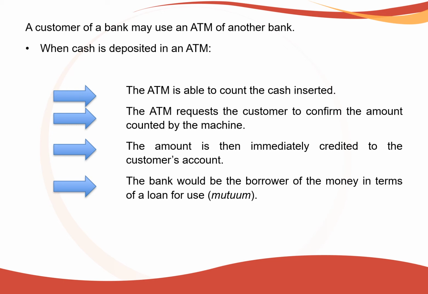When cash is deposited in an ATM, the ATM is able to count the cash inserted into the allocated slot in the machine. Once counted, the ATM requests the customer to confirm the amount counted by the machine. The amount is then immediately credited to the customer's account. The bank would, as from that moment, be the borrower of the money in terms of a loan for use or mutuum. Any subsequent loss of the cash would be for the bank's loss.